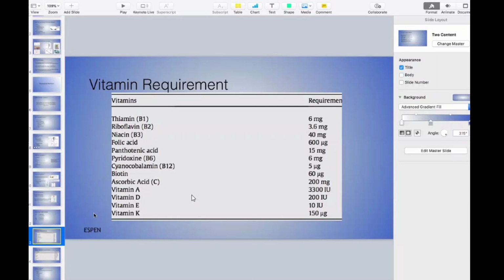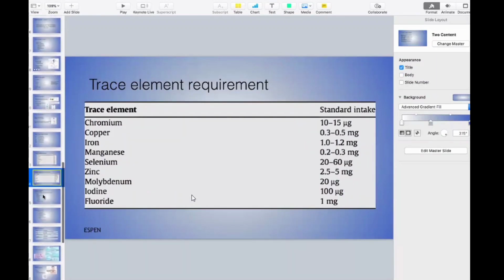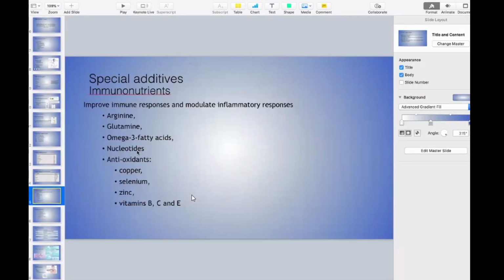And you have to give vitamins as well as trace elements. And also immunonutrients. Immunonutrients improve the immune response and modulate the inflammatory response. These include omega-3 fatty acids, glutamine and arginine. There is no strong evidence, but there is some evidence that they improve the mortality and outcome of these patients when we add them. In addition, copper, selenium and zinc function as antioxidants.